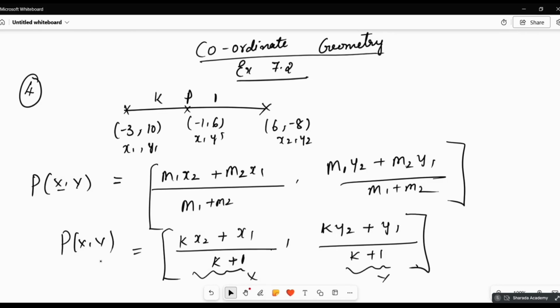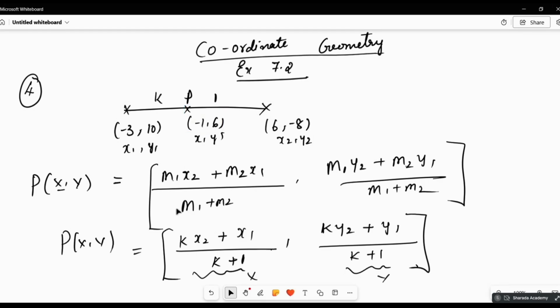So clear now? Do you have doubts, Sudiksha? Listen here. There is a line segment joining the points minus 3 comma 10 and 6 comma minus 8. So minus 1 comma 6 will divide this line segment in some ratio. You have to find the ratio. We used to take M1, M2, but there will be two unknowns, difficult to solve. So we will take it as K is to 1 ratio and find the K value. From that, we will find M1 and M2.